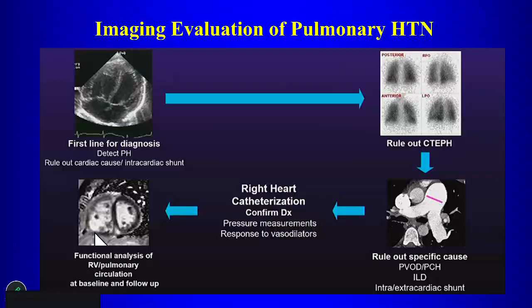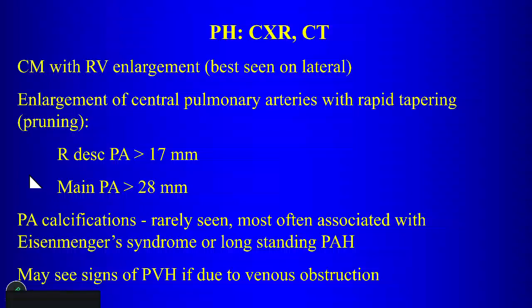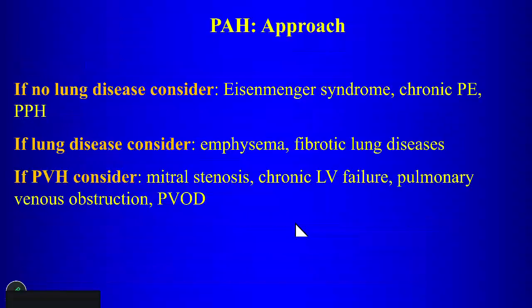And then if you want to look at right ventricular function, the best way to non-invasively evaluate right ventricular function is with MRI. All right. Plain film findings: big right-sided chambers, dilated pulmonary arteries, central enlargement of pulmonary arteries. If it's from venous obstruction like mitral stenosis, you might see evidence of pulmonary venous hypertension also on your chest radiograph. So what do we look for on the chest radiograph?